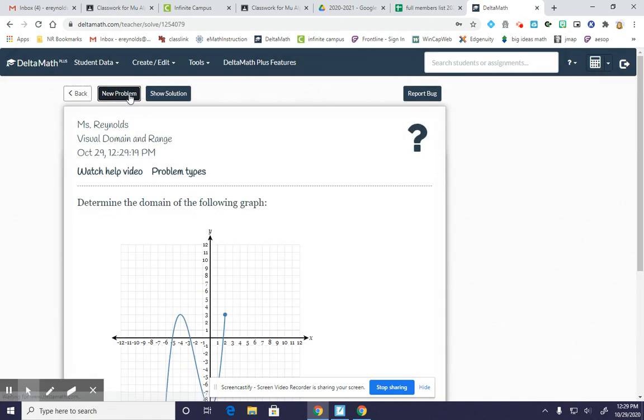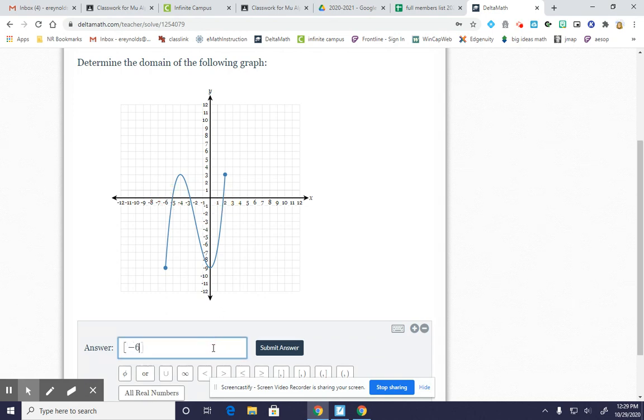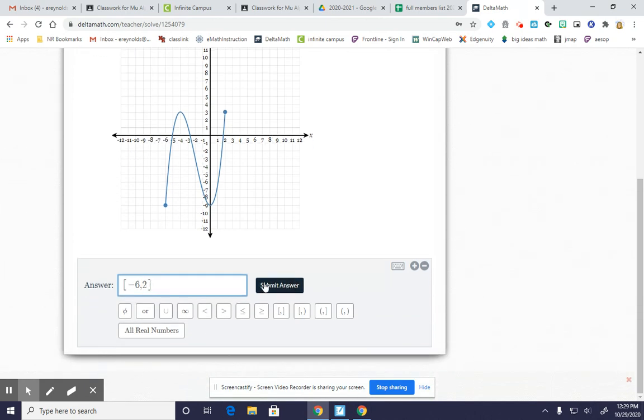Let's do domain again. Find the domain of this graph. So from left to right, what does this graph cover on the x-axis? From left to right, it's in between this value, which is at -6, and it goes to +2. So is this an open or closed circle? Closed, closed. So -6 to +2 in the squared off brackets with a comma in between.